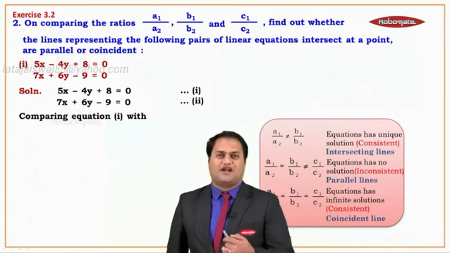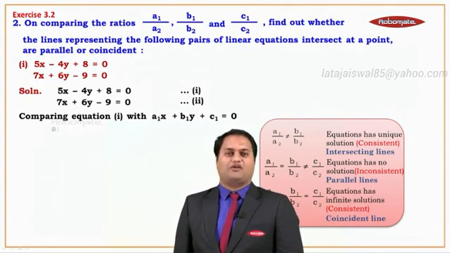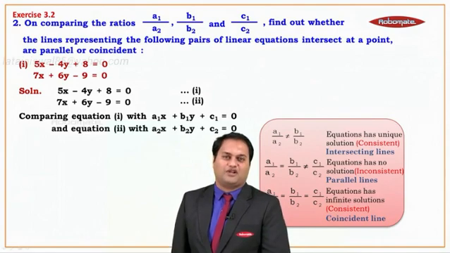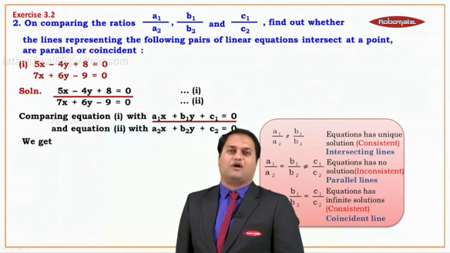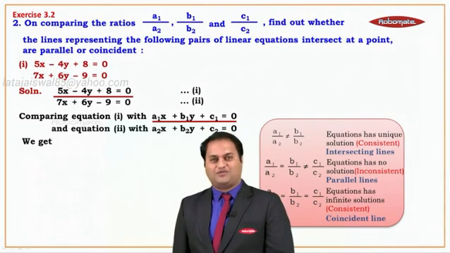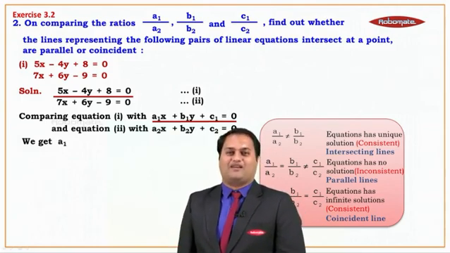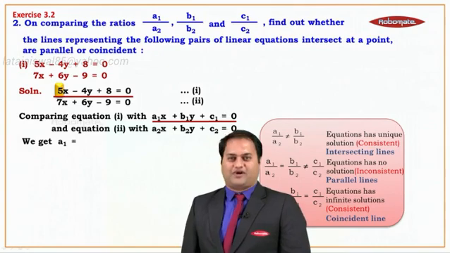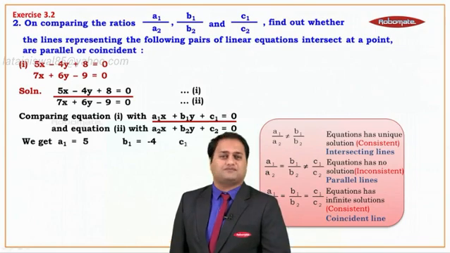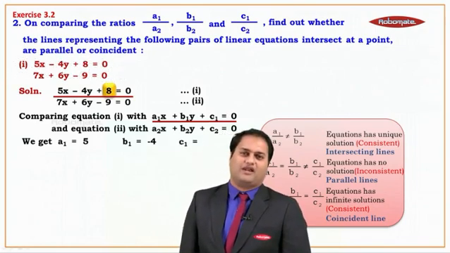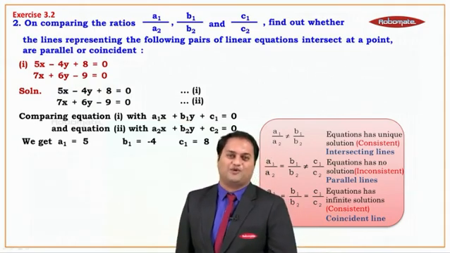After getting the equations in the standard form, compare the equations with the standard form. From the first equation you will get A1, B1, C1. From the second equation you will get A2, B2, C2. So let's compare the first equation and get the values of A1, B1, C1. A1 the coefficient of x, B1 the coefficient of y, and C1 the constant. Let's do it. What's A1? A1 is equal to 5, B1 is equal to minus 4, and C1 is equal to 8. So A1 is 5, B1 is minus 4, and C1 is equal to 8.